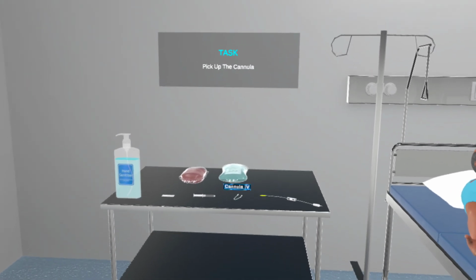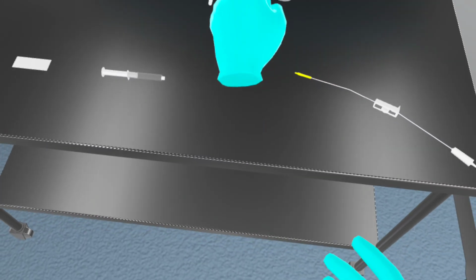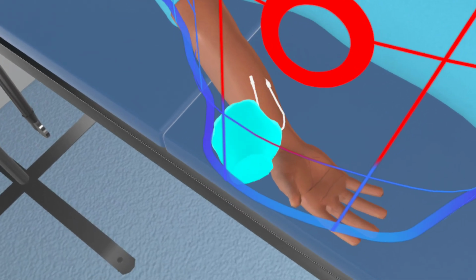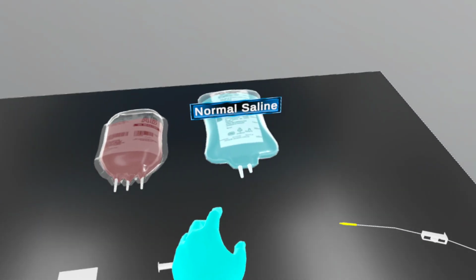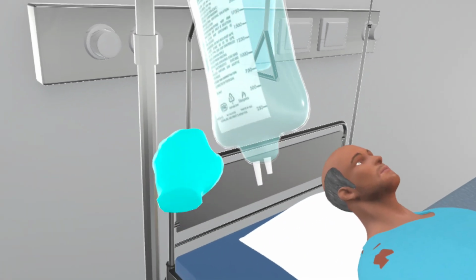Pick up the cannula. Place it inside the vein to gain venous access. Pick up the normal saline. Hang it to the IV pole.